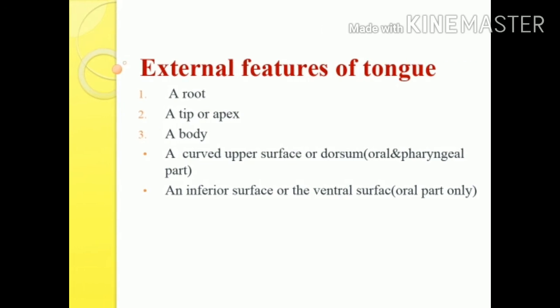Now, external features of the tongue. First, a root, second, a tip or apex, and a body. The body has a curved upper surface or dorsum, which has oral and pharyngeal parts, and an inferior surface or ventral surface, which has an oral part only.